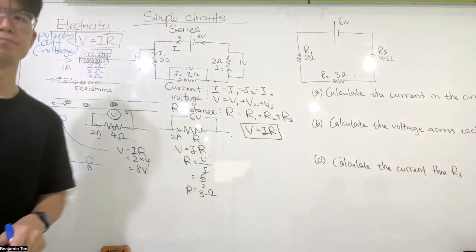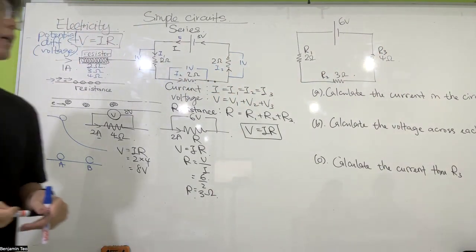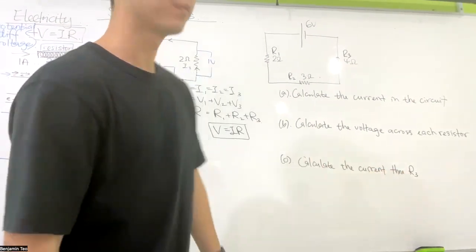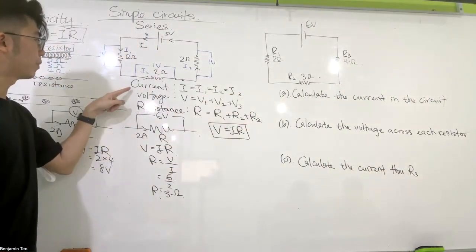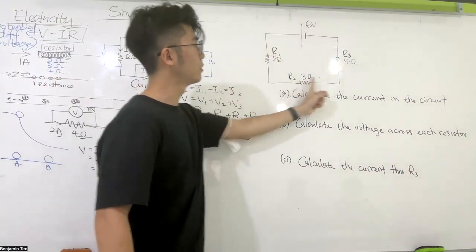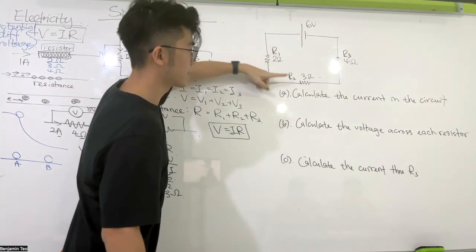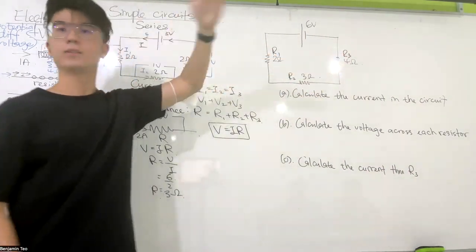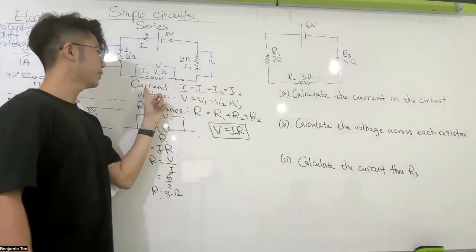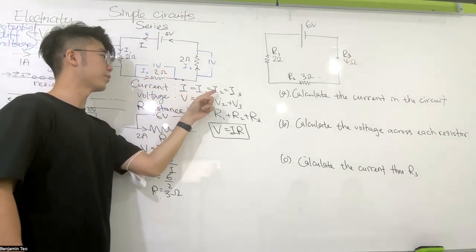Okay, example. Calculate the current in the circuit. Now, applying the law of current for series. Is that a series circuit? There's just one path. The resistors are connected one after another. That is a series circuit. So all three laws apply. Current in a series circuit is the same everywhere.